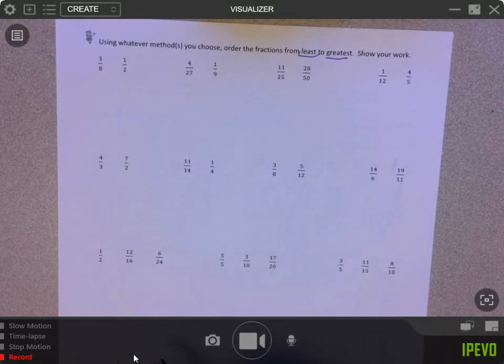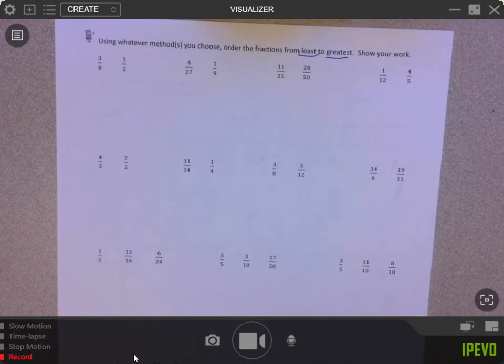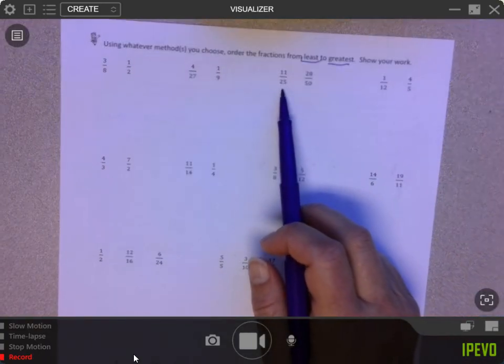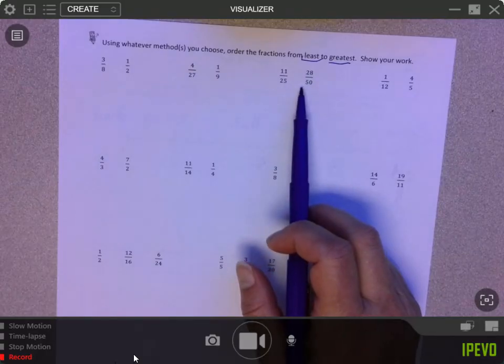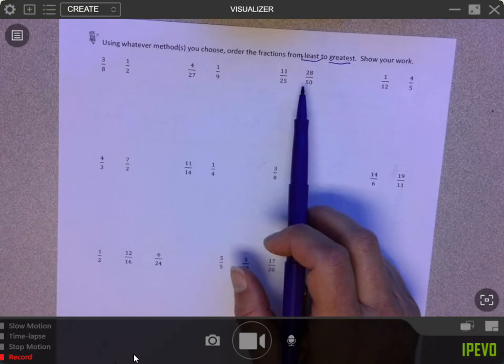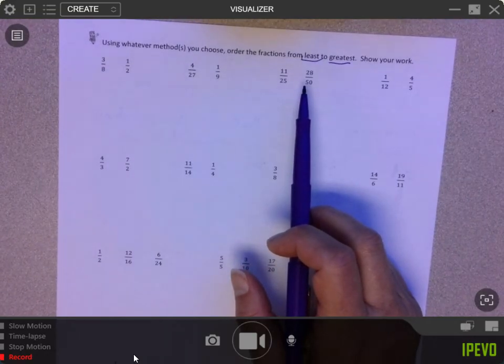So some of these fractions you'll look at and go, oh my, this one is closest to 1, this one is closer to 0. I can just use that method. Some of them you might say, ooh, these are really big numbers. I want to look at that, 11/25 and 28/50. When you get something like that, remember, is it less than a half or greater than a half? You can use that, looking at it, comparing it with that halfway point.